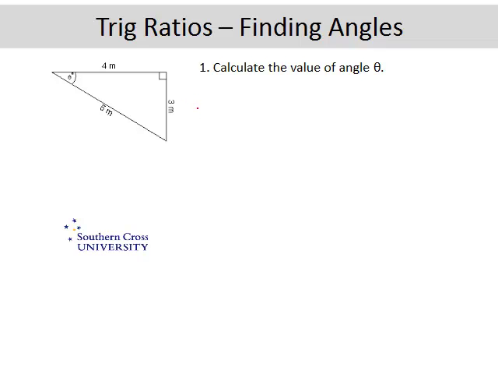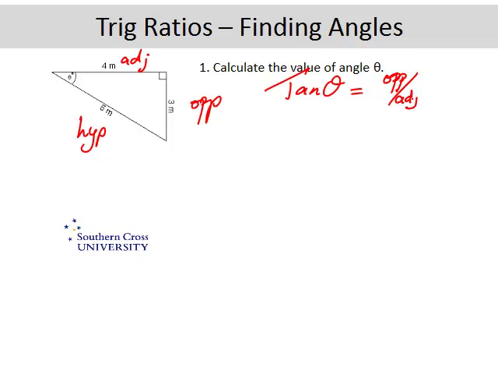We know that this side is the opposite, and this side's the adjacent, and this side's the hypotenuse. I'm going to use the tan ratio, no particular reason, and we know that tan theta is equal to opposite over adjacent. So that means that tan theta, this is the substituting stage, is equal to 3 over 4. So that means that tan theta is equal to 0.75.